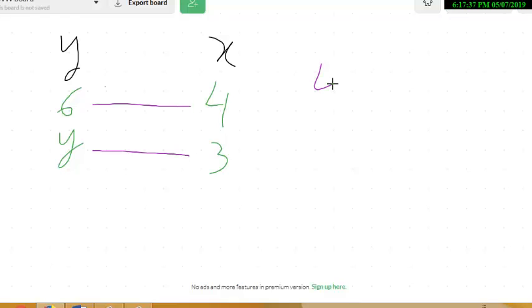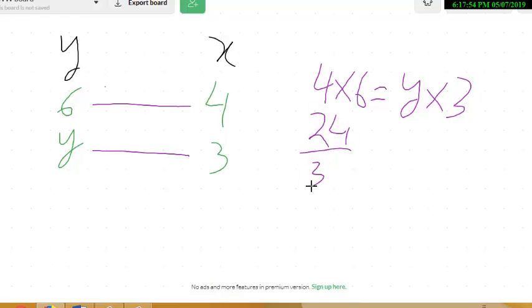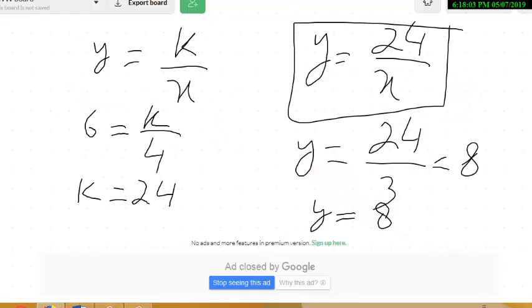Therefore, in this case, if it is directly proportional, then we cross multiply. As this is not the directly proportional case, this is the inversely proportional case. Here we don't cross multiply. Look, how do we multiply? Normally we multiply like this. We multiply 4 with 6 and y with 3. So the equation will become 4 multiplied by 6 is equal to y multiplied by 3.